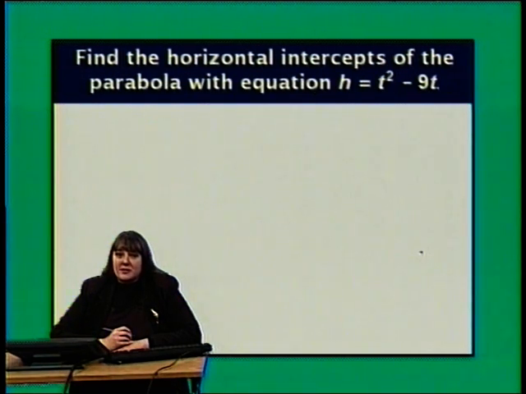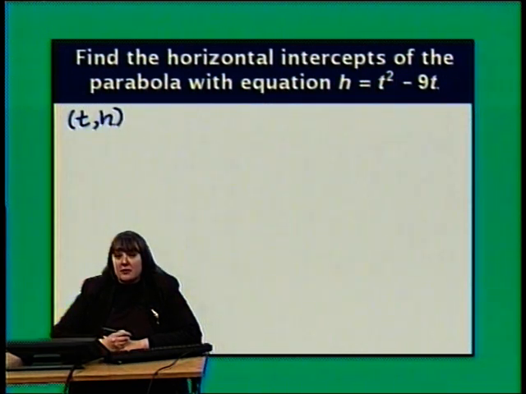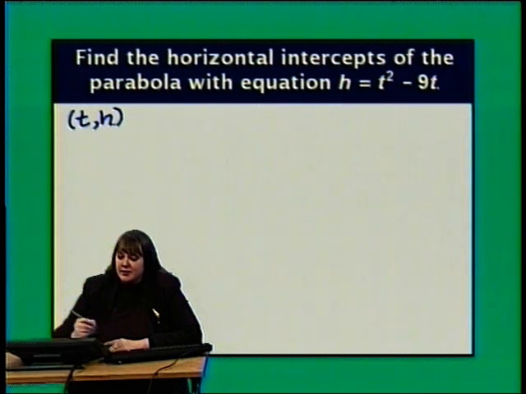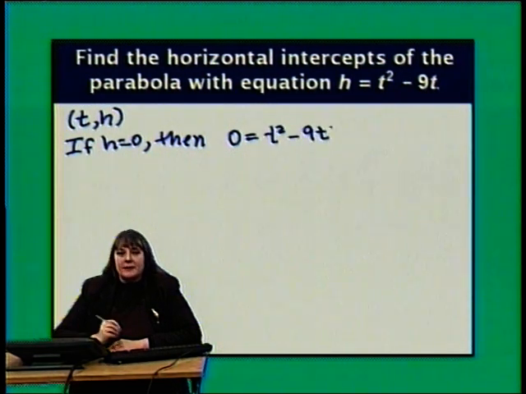Now let's find the horizontal intercepts of the parabola with equation h equals t squared minus 9t. So this time we're looking at ordered pairs of the form (t, h). So if we're looking for the horizontal intercepts, we're looking for the t-intercepts. We need to let h equal 0. So if h equals 0, then we have 0 equals t squared minus 9t.